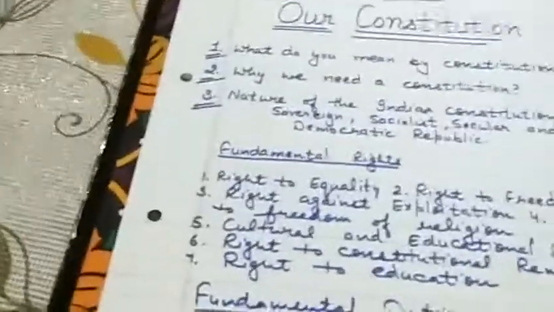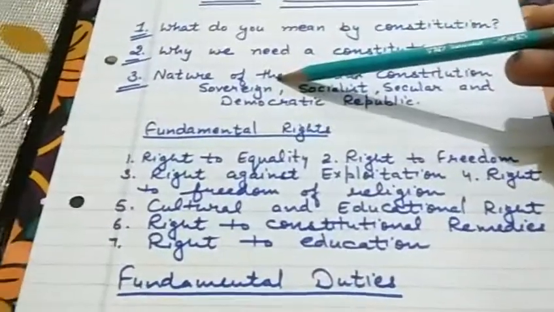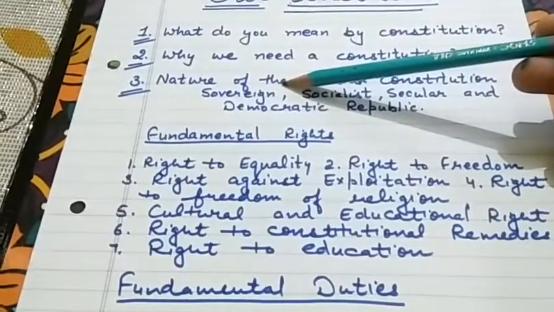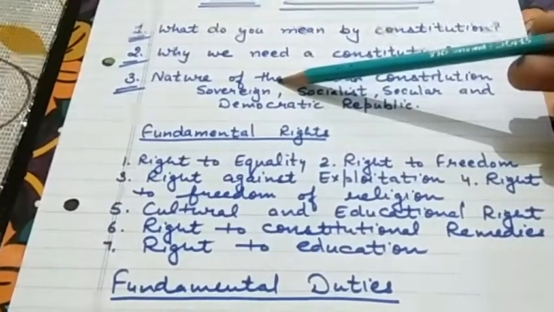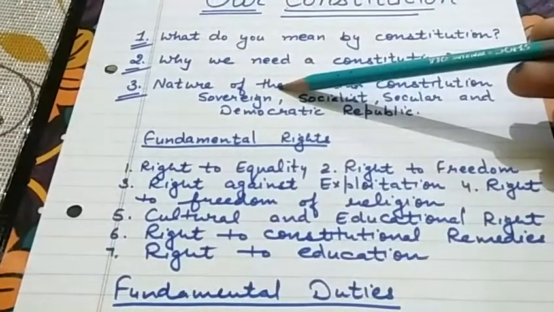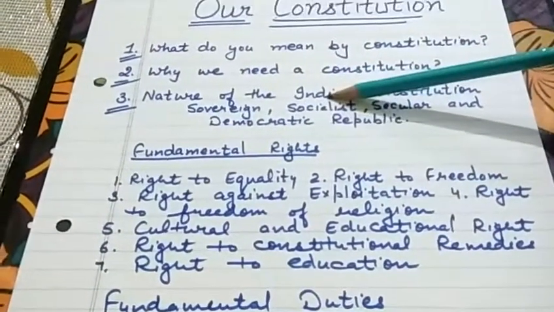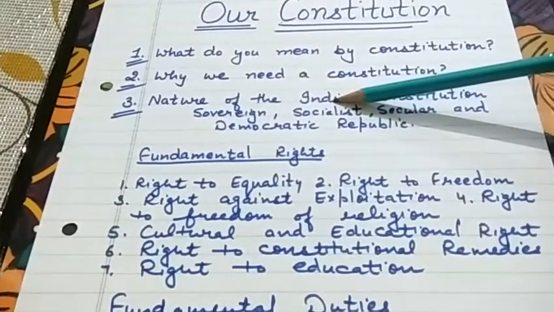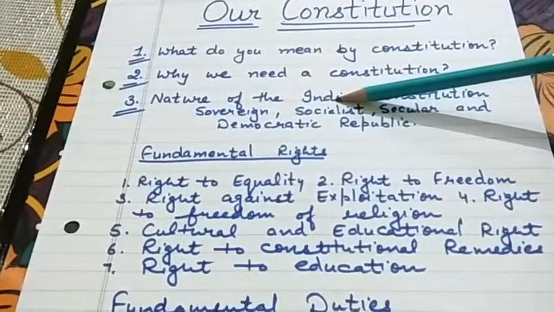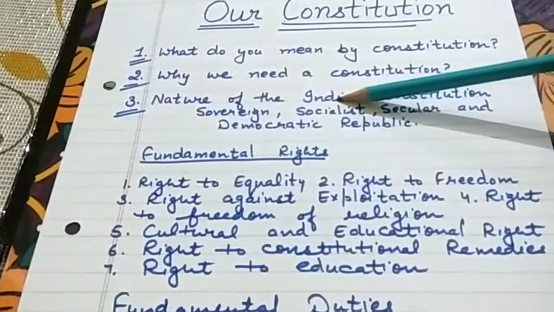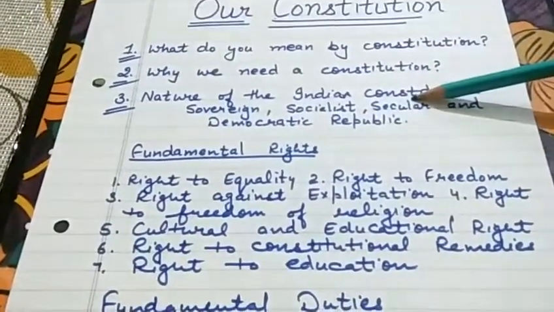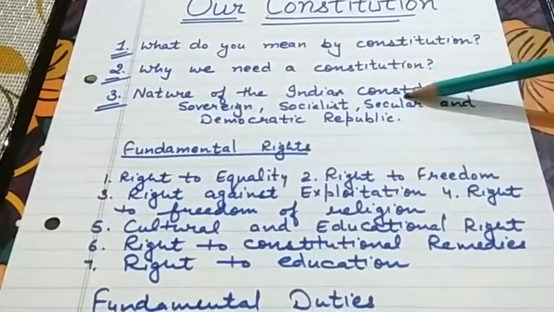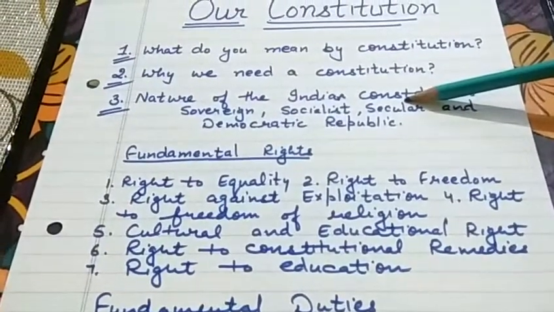Students, sovereign means externally independent, means India is internally supreme and externally independent. Next is socialist. Socialist means in the society all citizens are equal and there will be no discrimination based on caste and gender. Next is secular. Secular means all religions are equal and we are free to follow any religion.